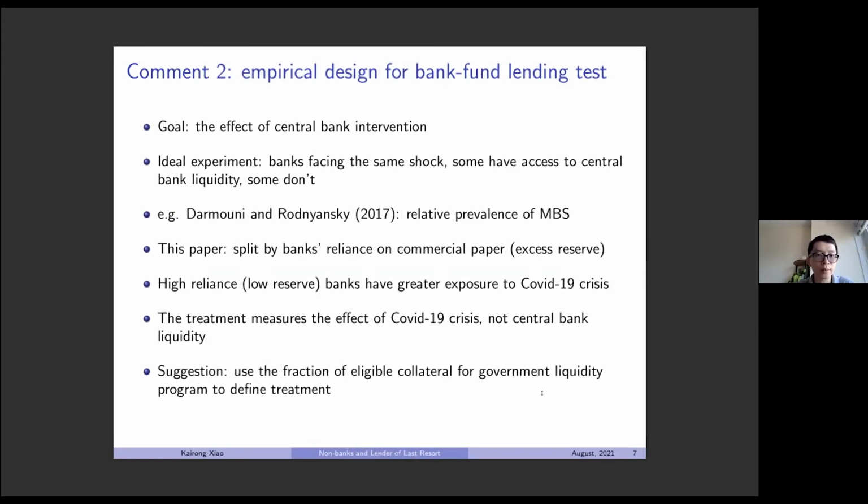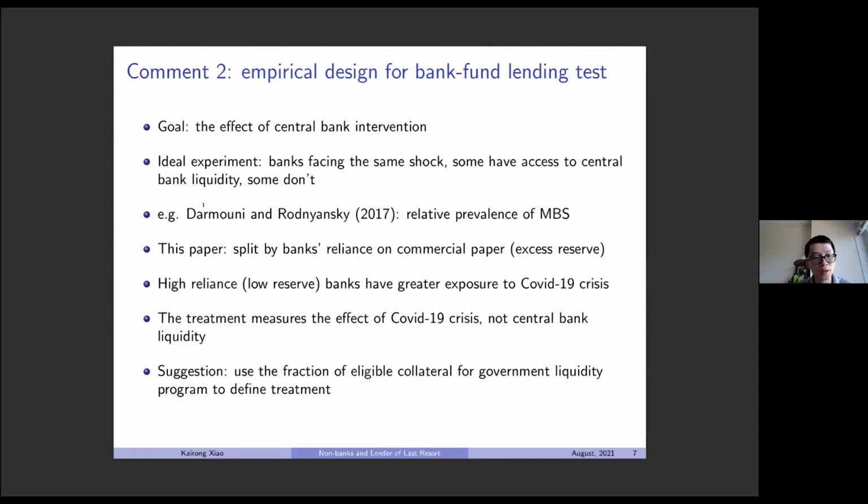And my second point is about the empirical design for the bank fund lending test. Here the goal is to understand the effects of the central bank intervention. The ideal experiment would have a cross-section of banks facing the same adverse shock, where some banks have access to central bank liquidity, but some don't. Then you can look at those who have access and see whether they are doing better and lending more to mutual funds.